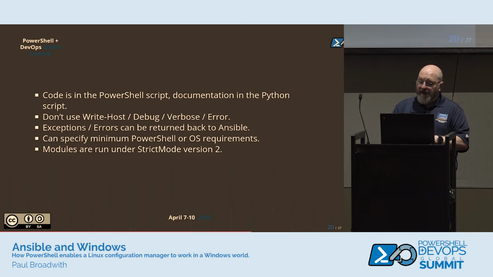You can also specify your minimum PowerShell or operating system requirements. As I mentioned a couple of slides ago, PowerShell 5.1 is the minimum version officially supported, but let's say you need PowerShell 7 or Windows 11 or something else. You can specify that in your module as well. We don't dig into that here. Again, the documentation gives you much more information.